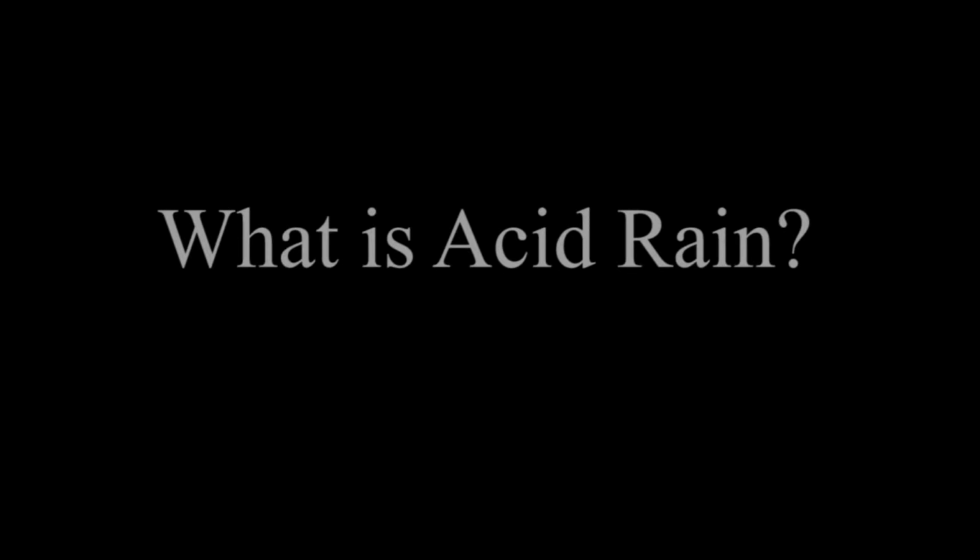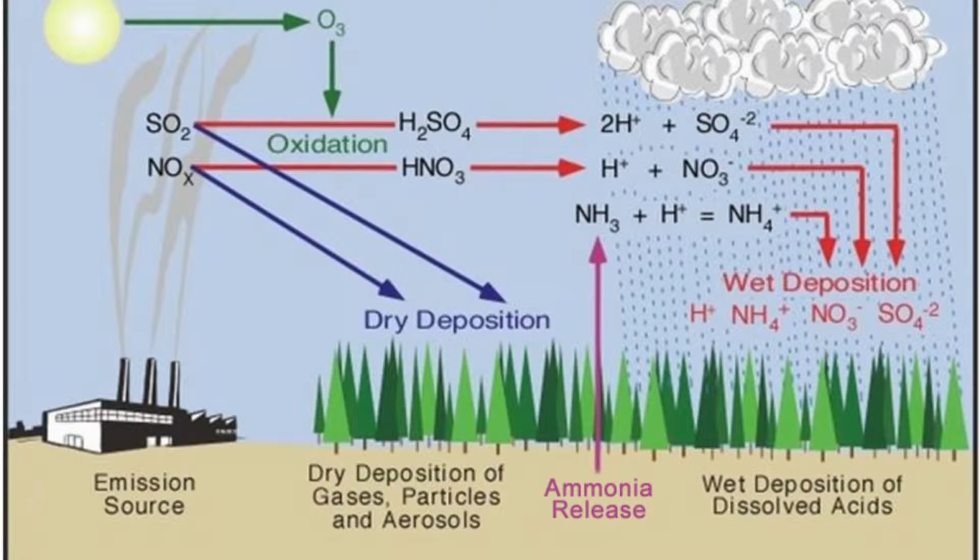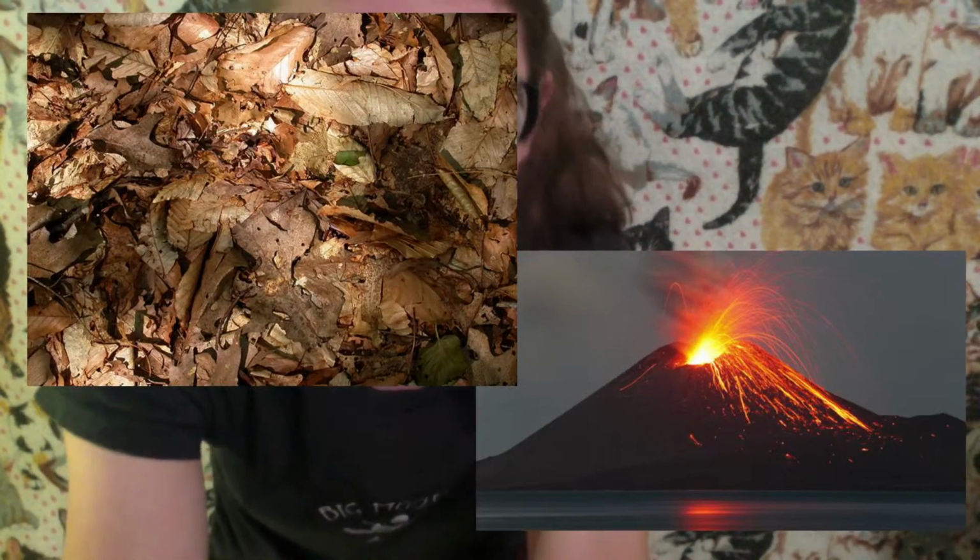What is acid rain? Acid rain is the result of pollutants like sulfur dioxide and nitrogen oxide mixing with the moisture in the air that eventually comes down as precipitation. Although there are natural sources, such as volcanoes and decaying vegetation, human activities are acid rain's biggest cause. Things like electricity generation, factories, and motor vehicles give off emissions that can travel hundreds of miles before being deposited.